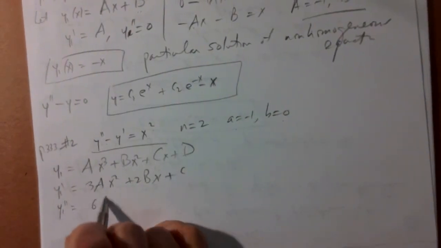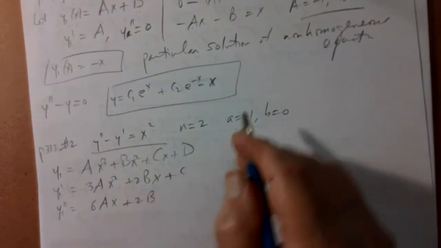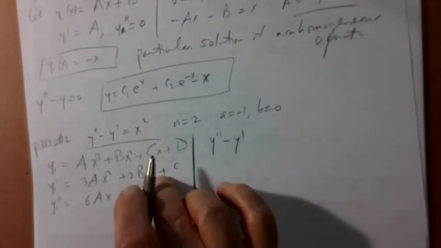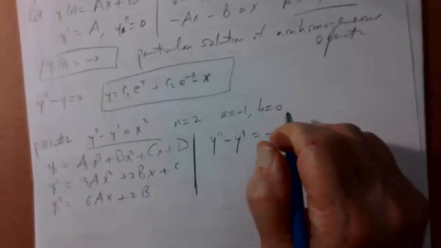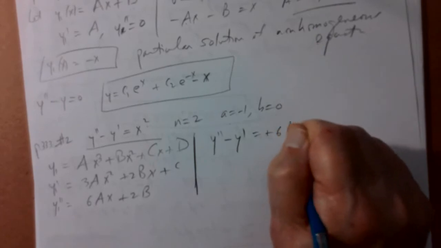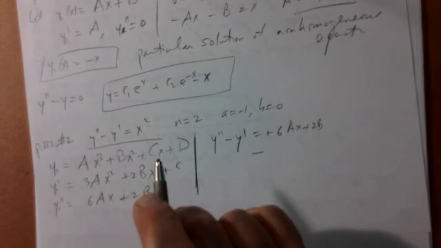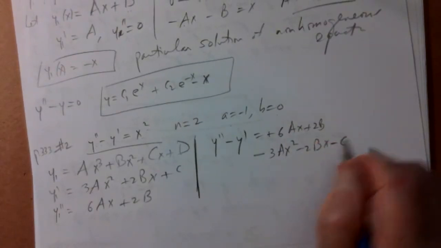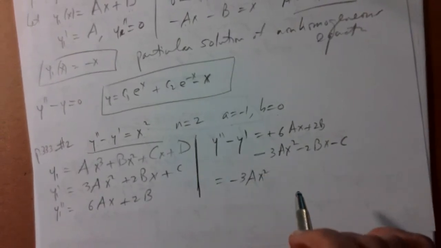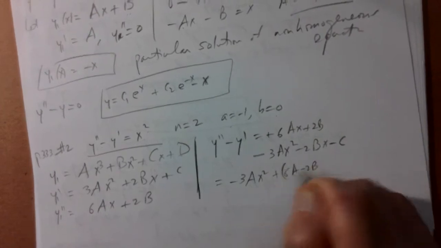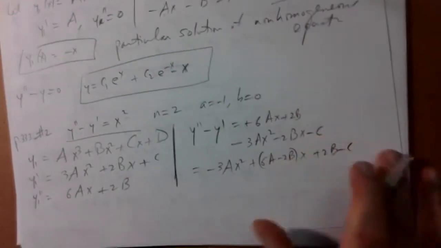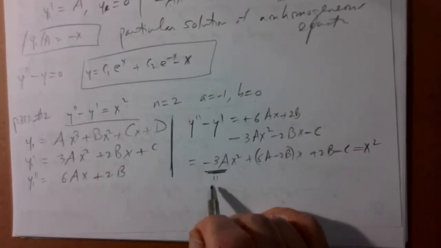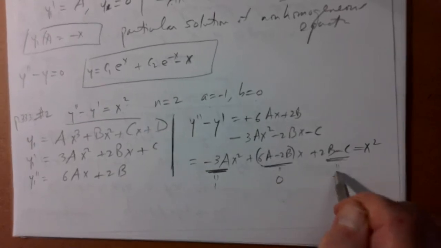What is the second derivative? 6ax plus 2b. So the equation y double prime minus y prime, this minus this, is minus 6. y double prime is 6ax plus 2b minus y1 prime, 3ax squared minus 2bx minus c. So if you put all that together, that's minus 3ax squared plus (6a minus 2b)x plus 2b minus c. And that's all supposed to equal x squared. So if you look at these coefficients, this has to be 1, this has to be 0, and this has to be 0.